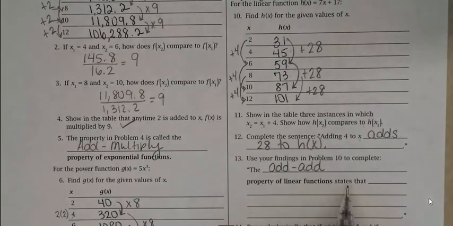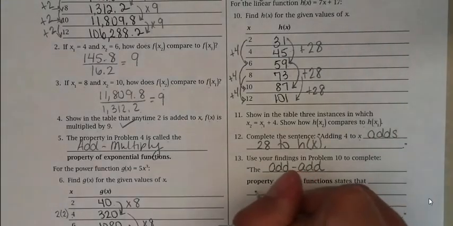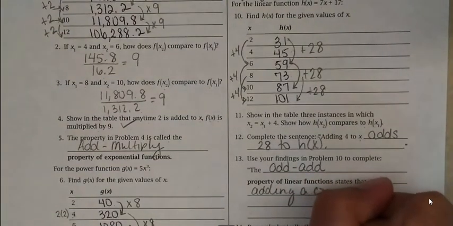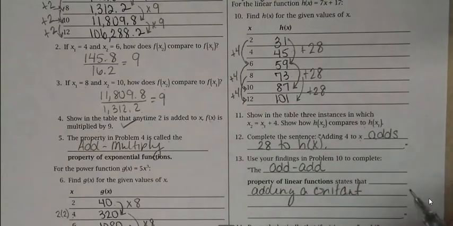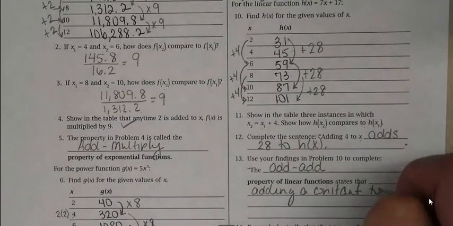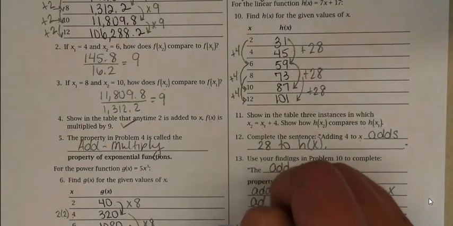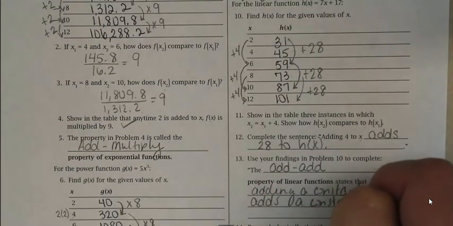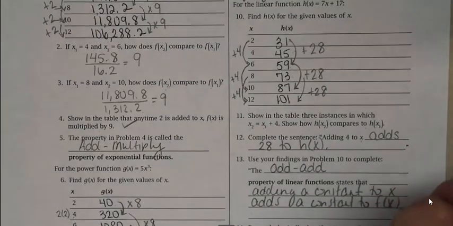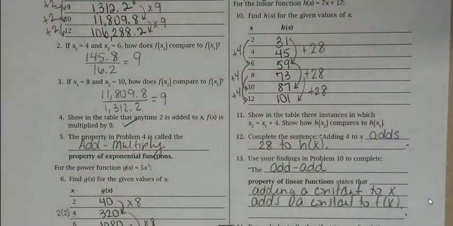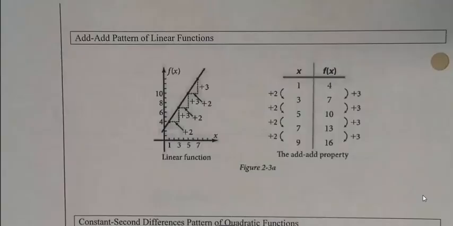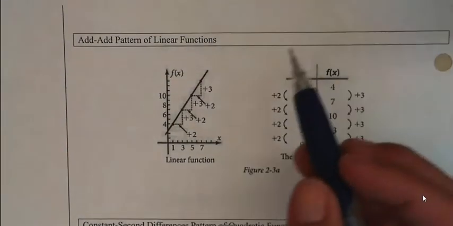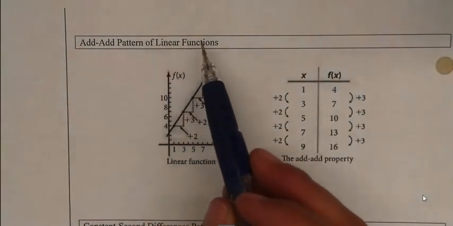property of linear functions states that adding a constant to x adds a constant to f of x. Not necessarily the same constant. Definitely not in this case. I included an example of that in the handout to summarize that. So that's the add pattern of linear functions.